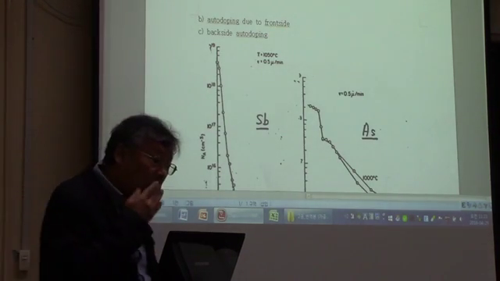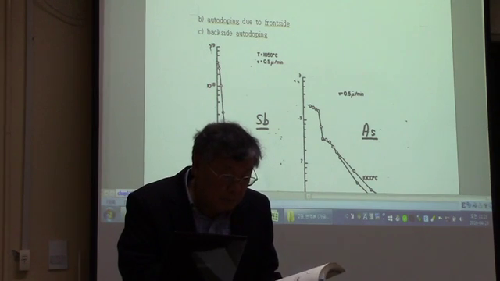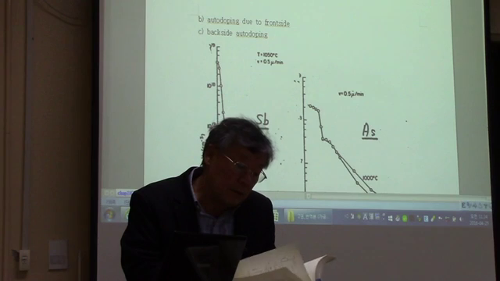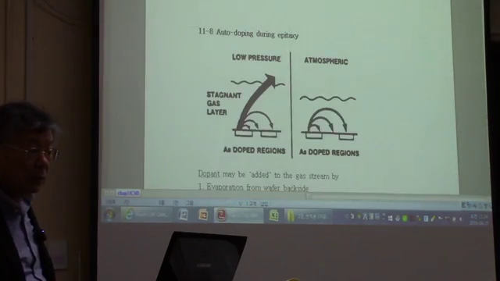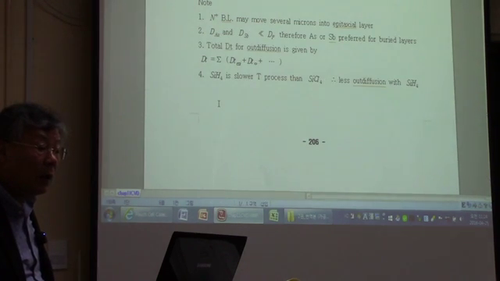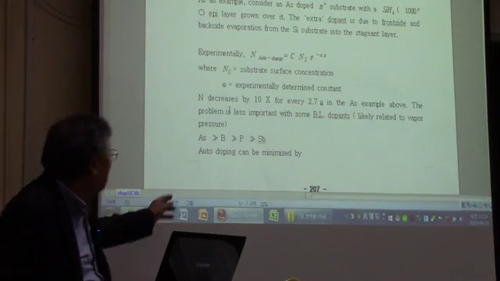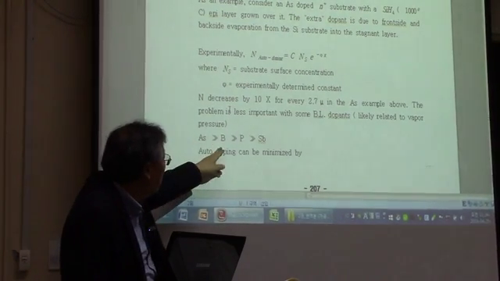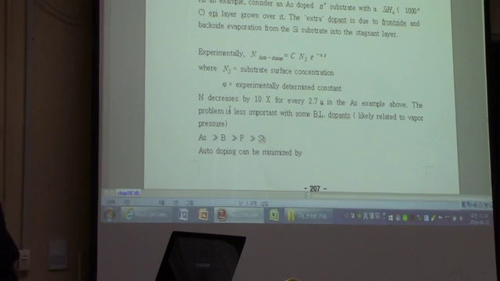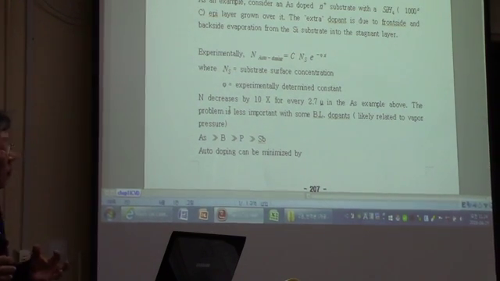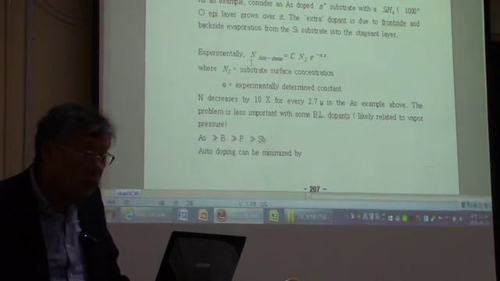Let's see, where do we have that? The vapor pressure. Here we go. The arsenic has the highest vapor pressure, and boron, phosphorus, and antimony have the lowest vapor pressure. Okay? So the reason why I use the antimony for the buried layer in the bipolar transistor is because the antimony has the lowest vapor pressure.